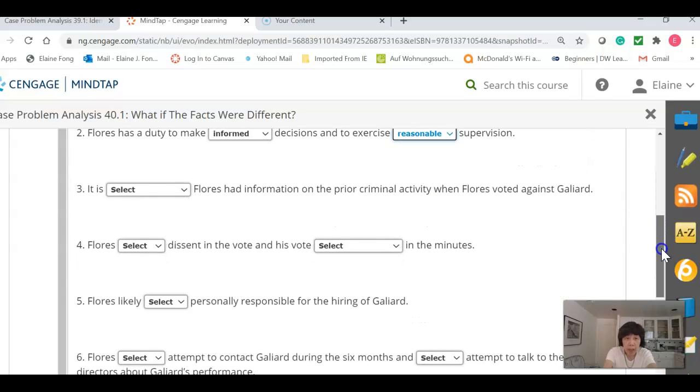Let's look at number 3. It is clear or unclear that Flores had information on the prior criminal activity when Flores voted against Galliard. Based on the facts that we have here, it is fairly unclear whether Flores had any information about Galliard's criminal background. Look at number 4. Flores did or did not dissent in the vote. Well, yeah, he did. And his vote was recorded under this set of facts, right? So it's in the minutes.